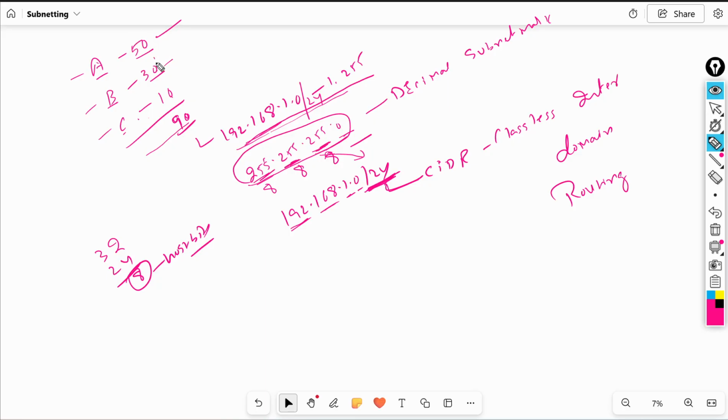Whenever you are going to do subnetting, first we need to find out the highest requirement. Based on the highest requirement, we will do subnetting. So what is the highest requirement? The highest requirement is the 50. Right? 50 IPs, right?